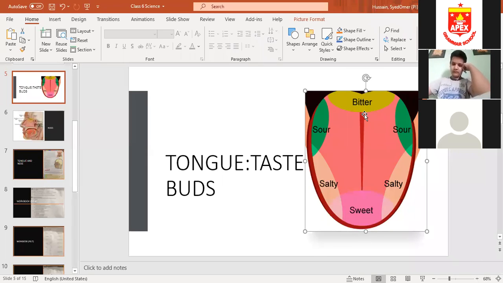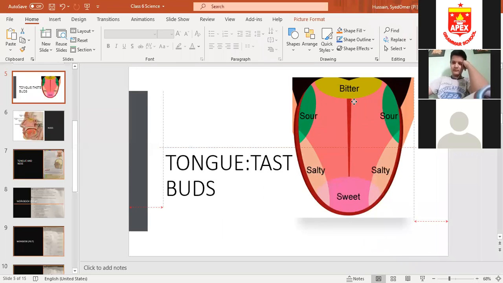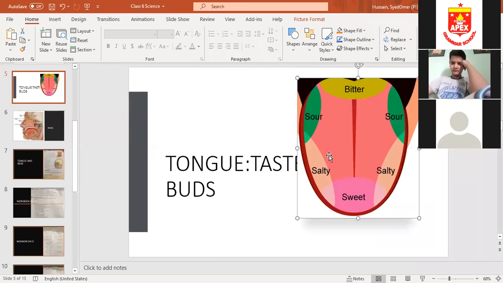cells send the message towards the brain, and then the brain tells us which kind of food we are eating, whether we are eating a salty food or a sweet one. So the brain tells us what we are eating, because our tongue has nerve cells present.